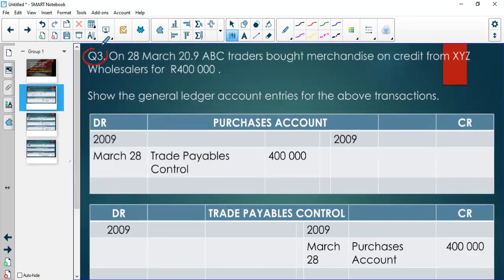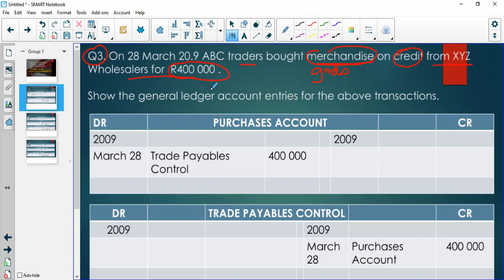So question 3, we are given a story. ABC Traders bought merchandise. Merchandise is what we buy for resale. It's goods for resale, which is different from goods we might buy for use. That's not merchandise. They bought on credit, so automatically you know that they bought it from XYZ Wholesalers for 400,000.